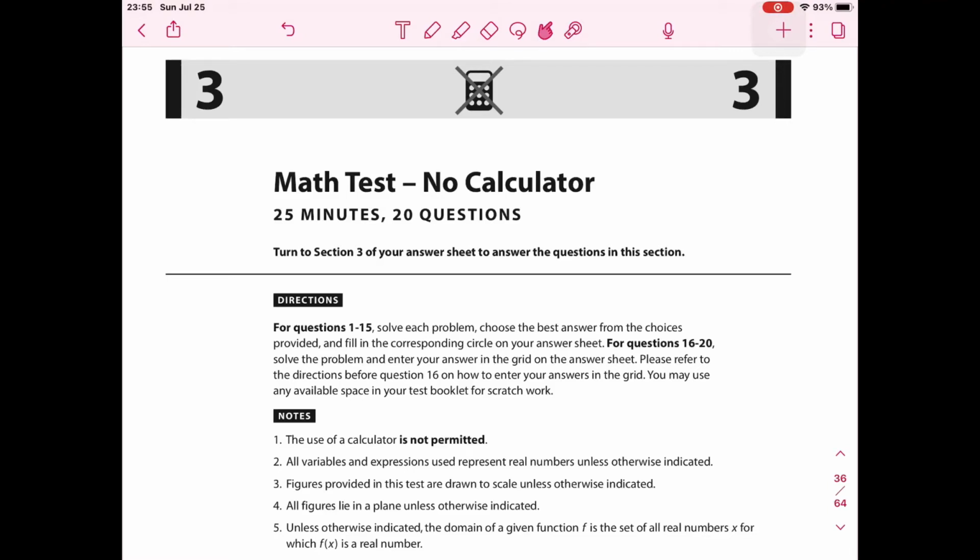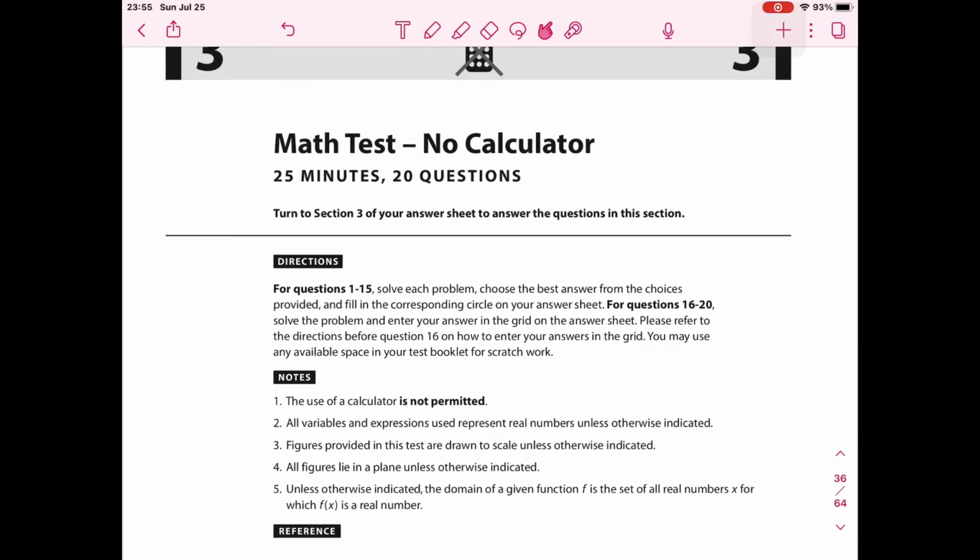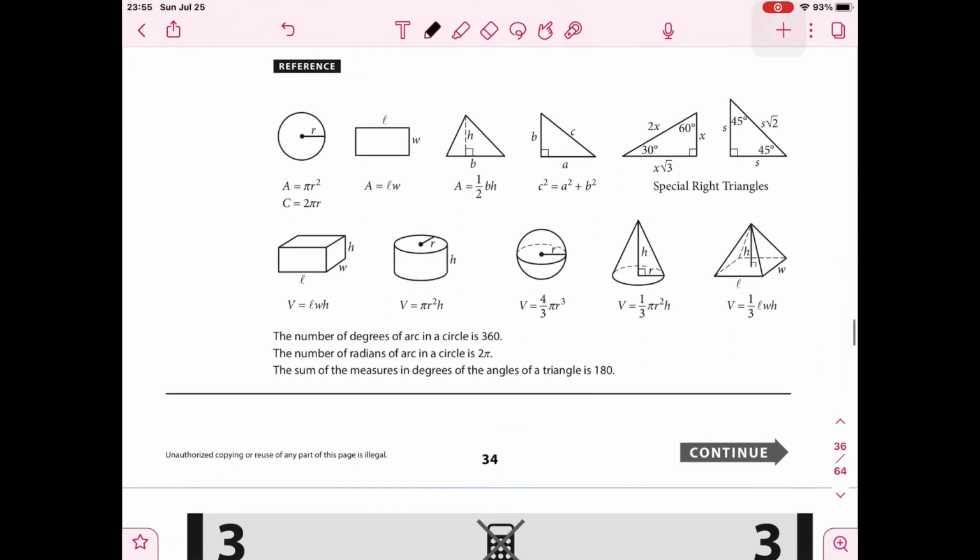I'm just gonna do a math test, no calculator section, so you guys can see how I think. 25 minutes, 20 questions. Keep in mind that it's been exactly 2 years and 11 months since I've done this. I did get an 800 on my math and 1560 overall, so that gives me some credence, I guess. Let me hop into it, see what I remember, and it'll be interesting for sure.